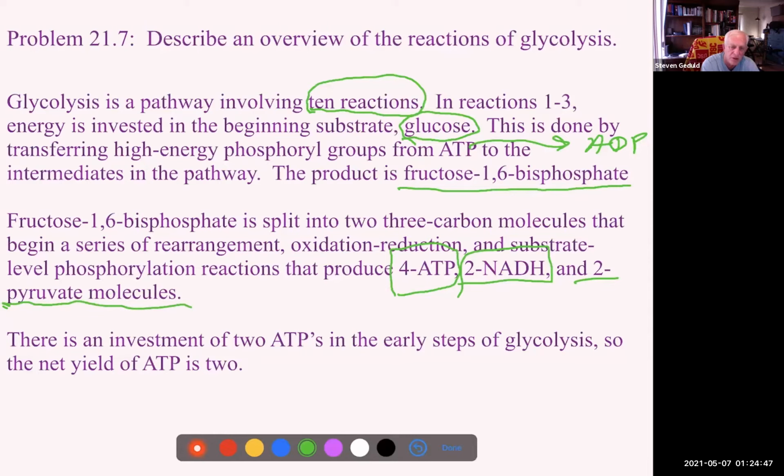Okay, so there's an investment of 2 ATPs in the early steps. The net yield of ATP is 2. So you invested 2 ATPs in the beginning, you produce 4, so you have a net yield of 2. So we produce 2 ATPs. Now there's going to be more with the pyruvate. We just don't do that just for 2 ATPs. Moving on to the citric acid cycle, it's going to spin it and do a lot more with the pyruvate. All right. So that's the overview of glycolysis.